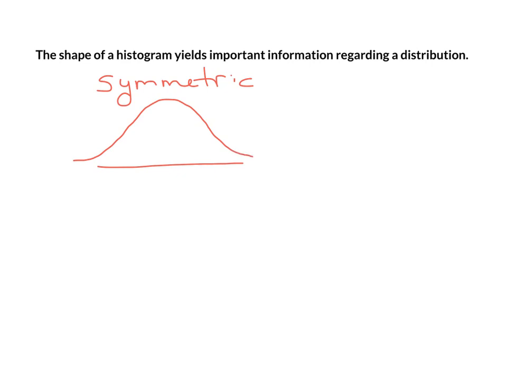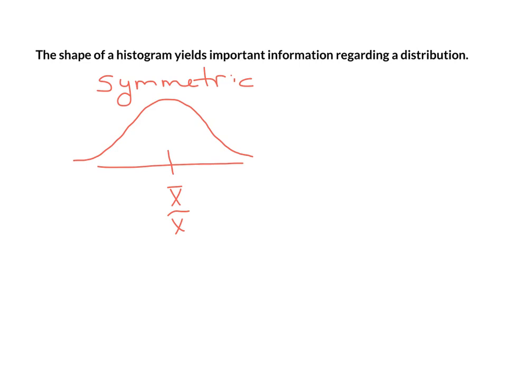The shape of a histogram yields important information regarding the distribution. We'll take a look at 3 different shapes. From the example before, I showed you the shape of that histogram, and it was symmetric. So that's the first one we'll look at. If you put a histogram in there and drew across the top, it would look like this. Very mound shaped, very symmetric. Its mean is right in the center, as well as its mode.